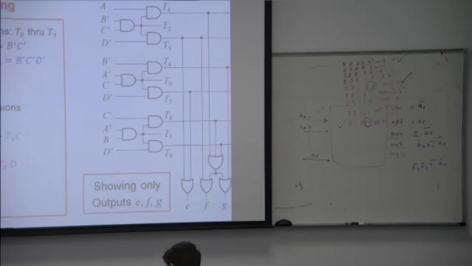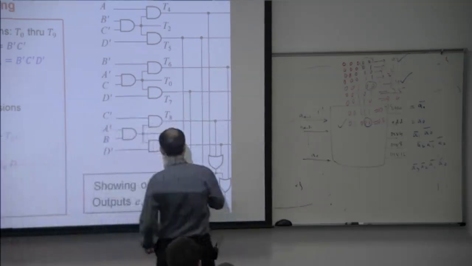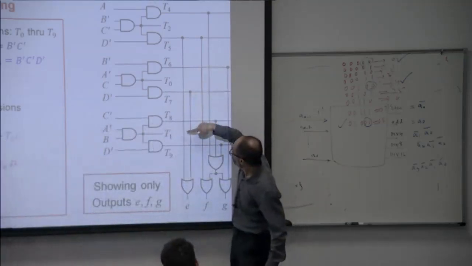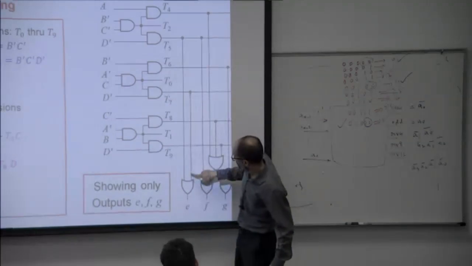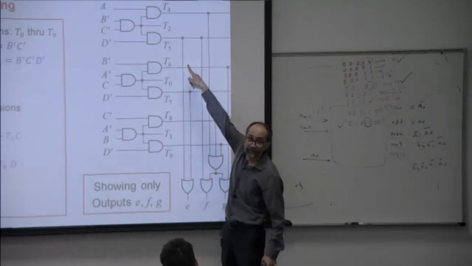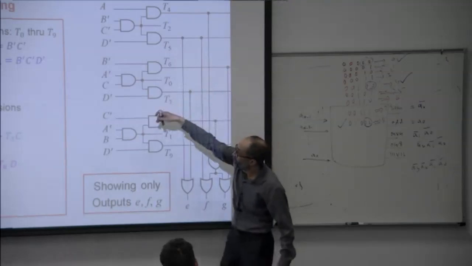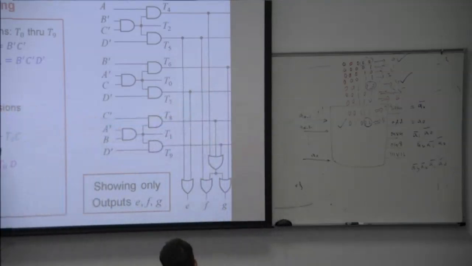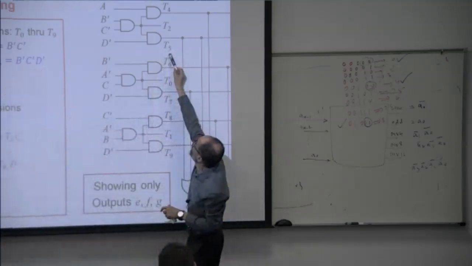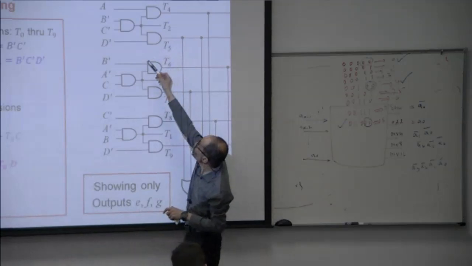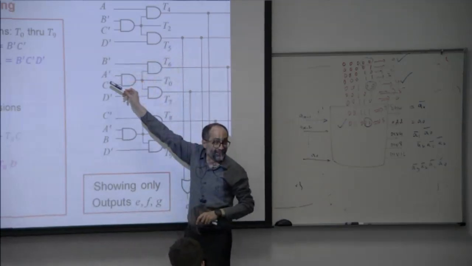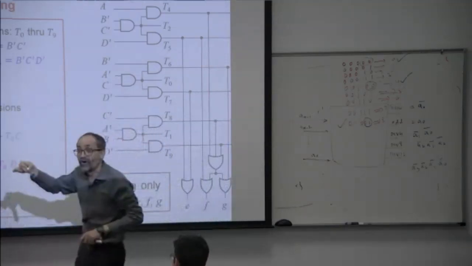Now we are only showing the output for E, F, and G. What is the output of E? Can you see here? E is T5 plus T7. T7 is here, and T5 is there. What is T5? Look here: B bar, C bar, D bar. So T5 is actually T2 D bar.